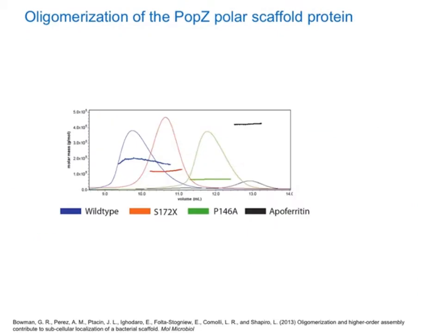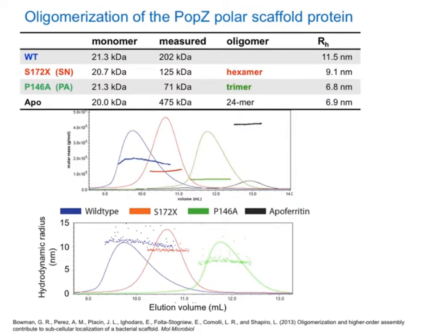The very early elution observed for the PopZ protein suggests an elongated shape. To confirm this idea, we used dynamic light scattering to measure the hydrodynamic radius of PopZ protein. The DLS measurement revealed that these are hydrodynamically very large proteins. Despite their modest molar masses, the hydrodynamic radii were measured as 6.8 for the trimeric PA mutant to 11.5 for the wild-type protein that forms structures larger than hexamers. It is rather remarkable that the 71 kilodalton trimer has a size that is comparable to the 475 kilodalton apoferritin.